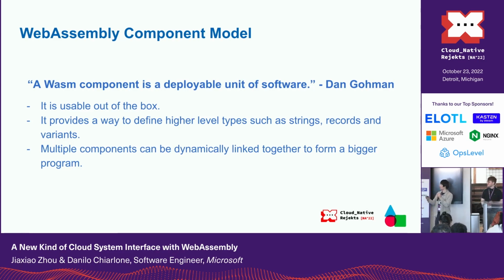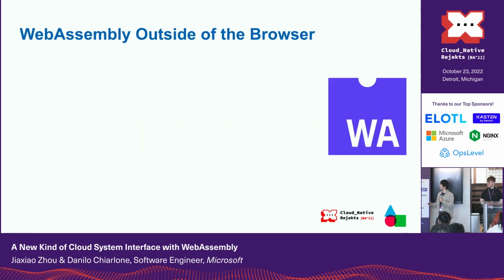I like to quote Dan Gohman from Fastly, and he has the most concise one-sentence description of components. It says a WASM component is a deployable unit of software. And that word deployable is pretty important. It means that it's usable out of the box. It defines how to execute a component. So you can think of the component as an executable in native code.